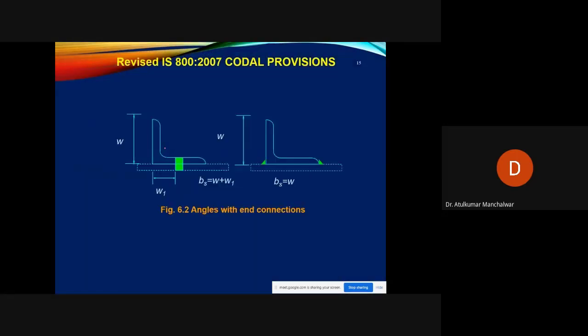So this is one type of section, angle section with end connections. So how is the angle section connected? This is a bolt connection, and this is a weld connection. So there is welding on these two edges, and this is the bolting. So this is the hole made in the angle section. So due to the reduction in this area, there will be an effect on the tension. Okay.